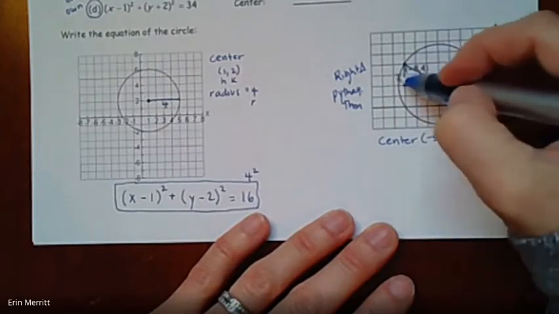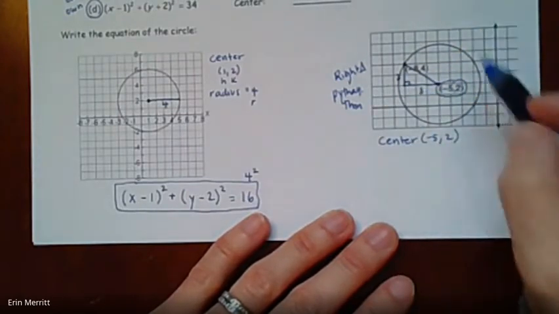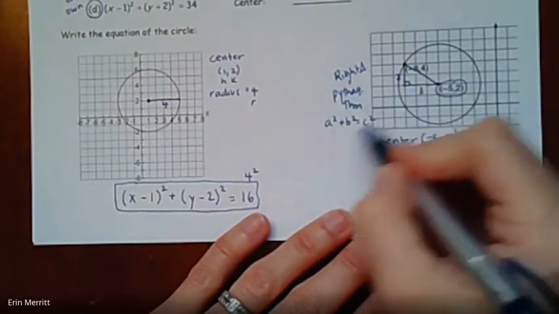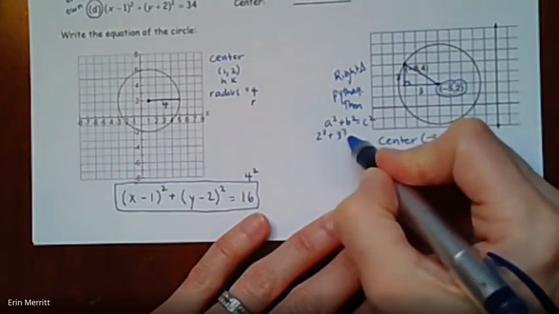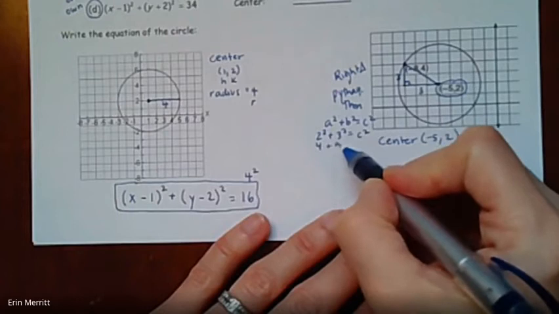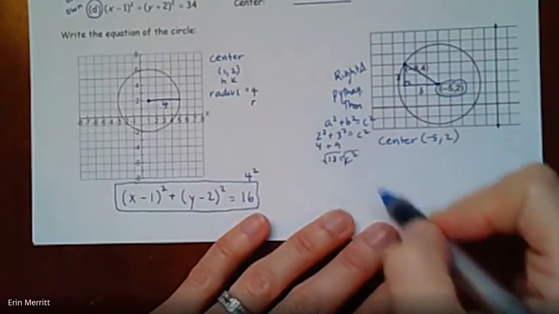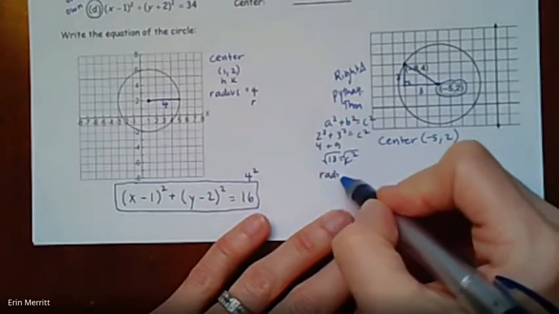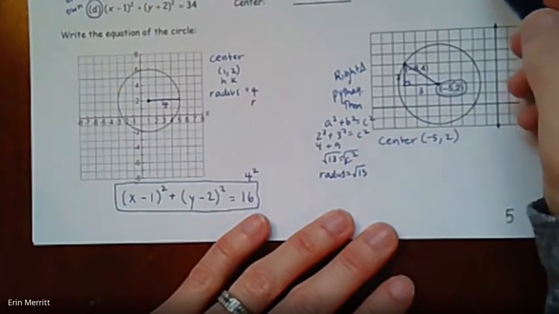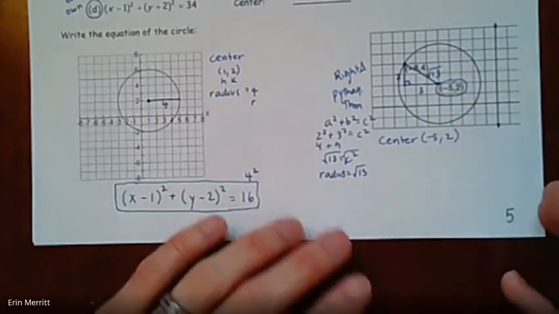So if I look, I got a little height of 2, 1, 2, 3, the base there of 3. So if I think a squared plus b squared equals c squared, I can do 2 squared plus 3 squared equals c squared. 4 and 9 will give me 13. And so then I can take the square root, and the radius is radical 13. Well, we just did a problem where the radius was radical 13. So you've seen what that looks like in the equation form.